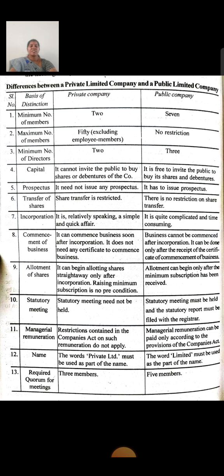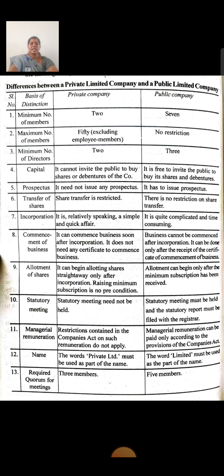The name is most important. The words "private limited" must be used as part of the name, for example, X Private Limited. So in a private company, it is compulsory to use "private limited" at the end of the company name. In a public company, only "limited" has to be entered, not "private limited". So "private limited" is entered only in a private company, and the word "limited" alone is added to the public company name.